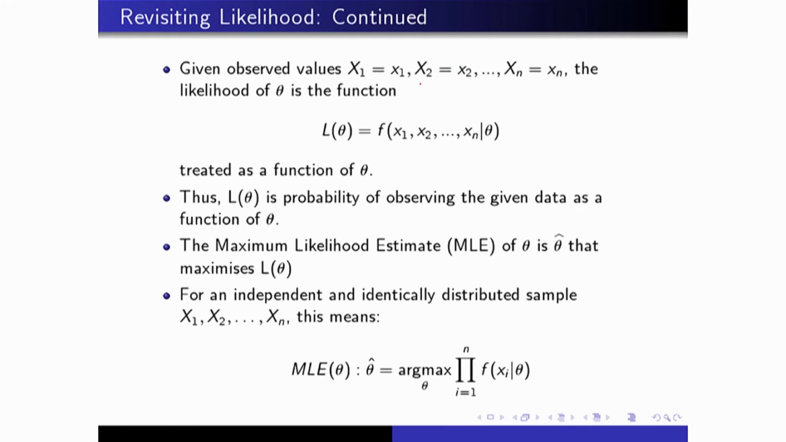So given observed values, small x1 to xn, the likelihood function of theta is basically the probability function viewed as a function of theta. And the maximum likelihood estimate of theta is exactly that theta hat that maximizes this likelihood. Now how do you get this? To obtain theta hat, we can make one simplifying assumption which is quite reasonable. We'll assume that the data is independent and identically distributed.